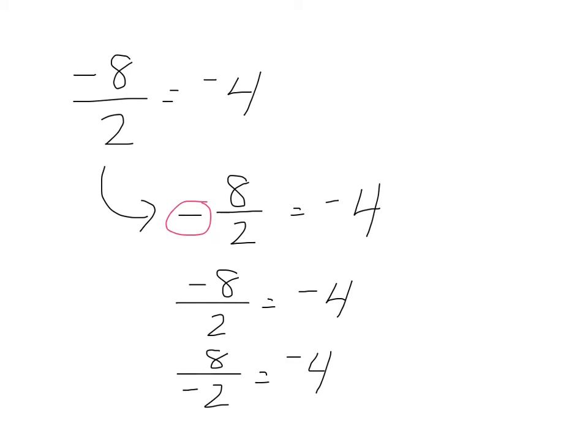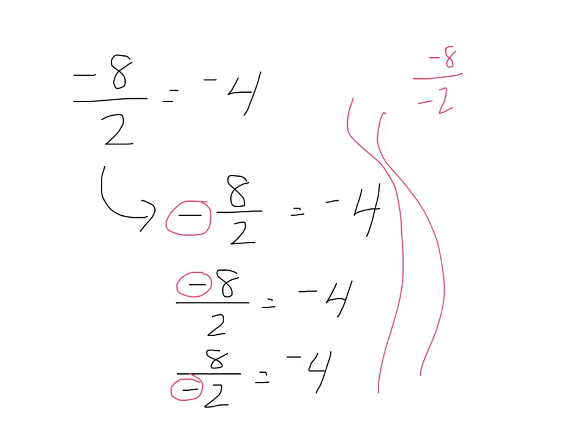I can put it out front, I can put it with the numerator, or I can put it with the denominator. If I had negative 8 divided by negative 2, where I put it in both places, it would actually end up giving me a positive 4. So just an interesting little detail.